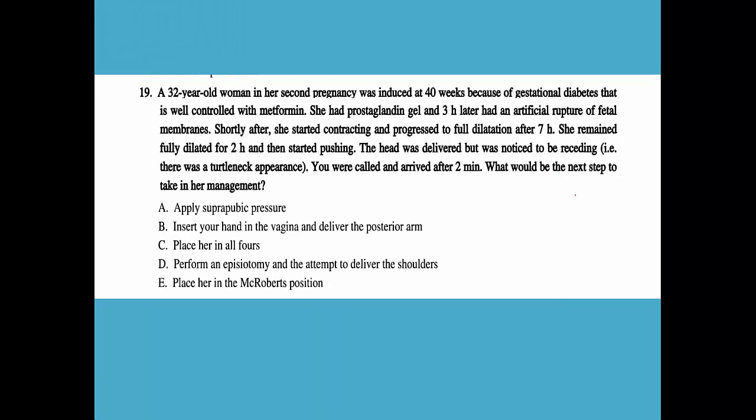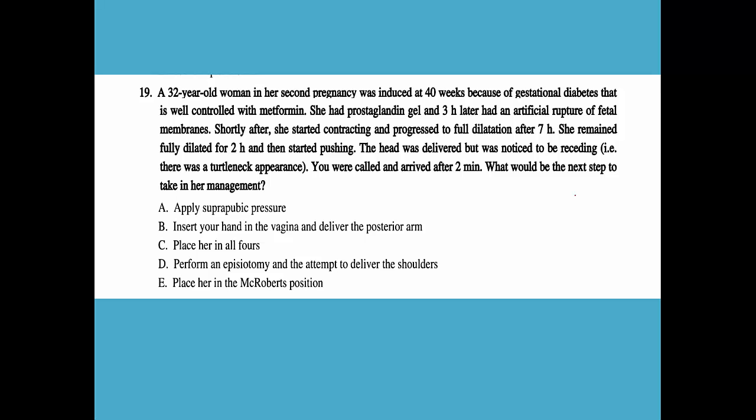Now question 19. Dr. Wajbi, this question. A 32-year-old woman in her second pregnancy was induced at 40 weeks because of gestational diabetes that is well controlled with metformin. She had prostaglandin gel and 3 hours later had artificial rupture of fetal membranes. Shortly after, she started contracting and progressed to full dilatation after 7 hours. She remained fully dilated for 2 hours and then started pushing. The head was delivered but was noticed to be receding, that is, there was a turtle-neck appearance. You were called and arrived after 2 minutes. What would be the next step in her management?